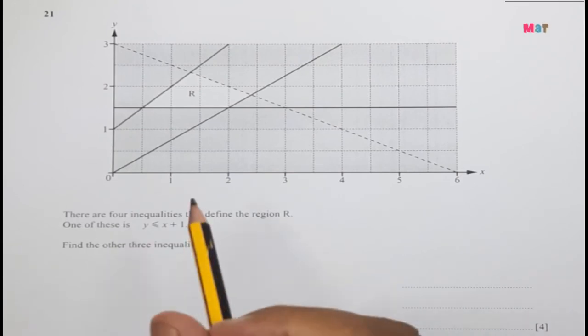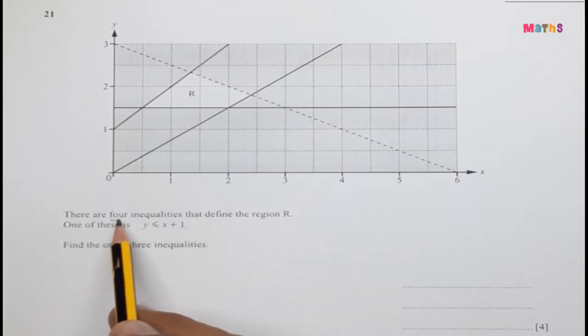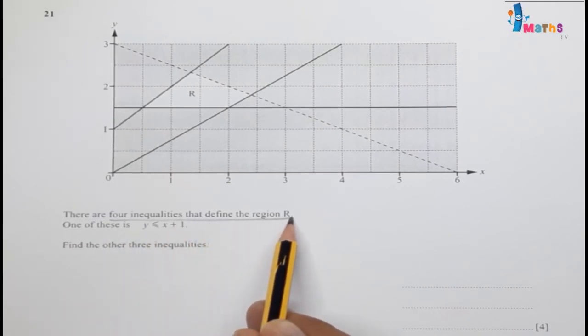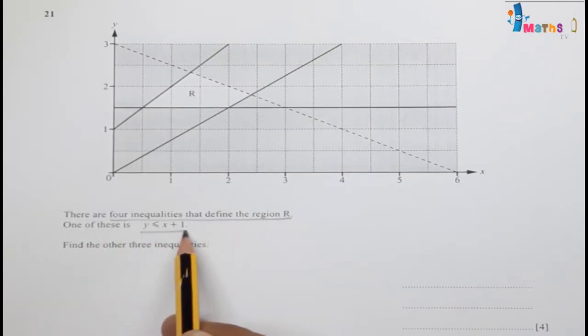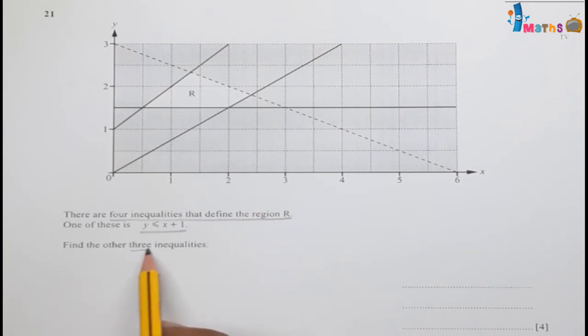Question number 21. There are 4 inequalities that define the region R. One of these is this one. Find the other 3 inequalities. We have to find the other 3 inequalities.